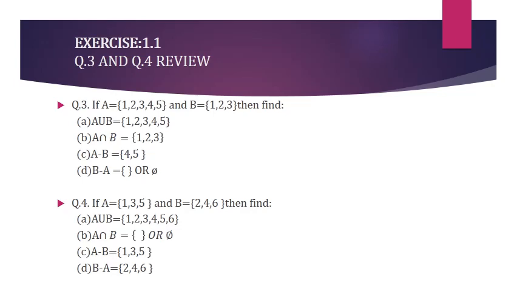Now come to question number 4. In question 4, the elements of A are 1, 3, 5 and of B are 2, 4, 6. No element is common in the two sets. So the answer of A union B is 1, 2, 3, 4, 5, 6. In A intersection B, the answer is the null set because no element is common. Now in A minus B, the whole A set is the answer, and in B minus A the answer is 2, 4, 6, because the whole B set is our answer, as there is no element common.